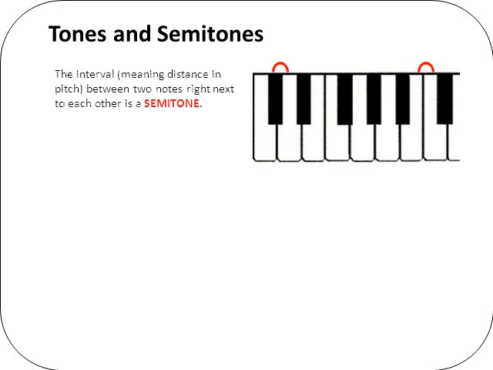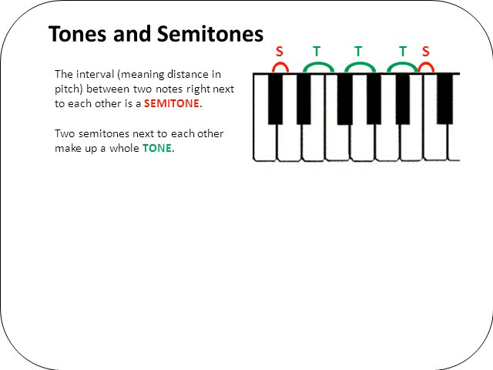A semitone is the distance between 2 notes that are next to each other. Add 2 semitones together and you get a whole tone. Notice that tones and semitones are nothing to do with the pattern of black and white notes, but they depend on whether the notes are next to each other or they have a note in between.